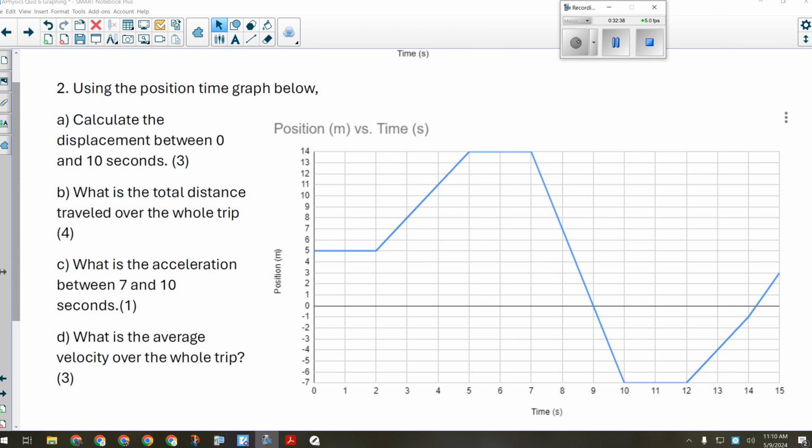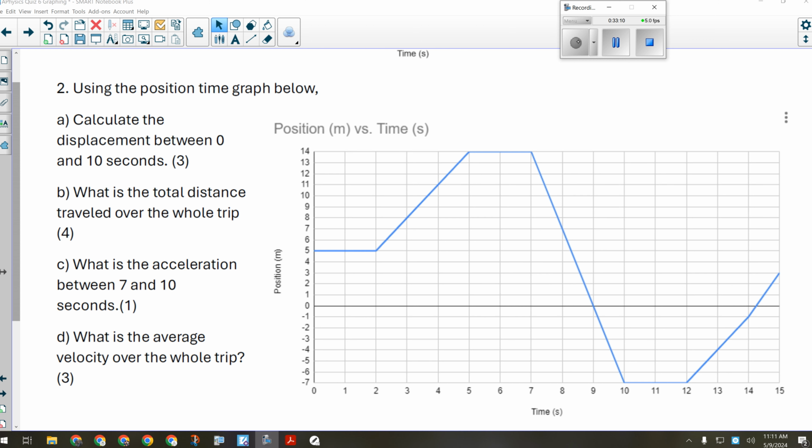Okay, so position versus time graph. Basically the flip of the one you had on the quiz. What's it doing for the first 2 seconds? Nothing. Yeah, it's absolutely nothing. It's just sitting at a position of positive 5 meters. What does it do between 2 and 5 seconds? It moves forward at a constant velocity.